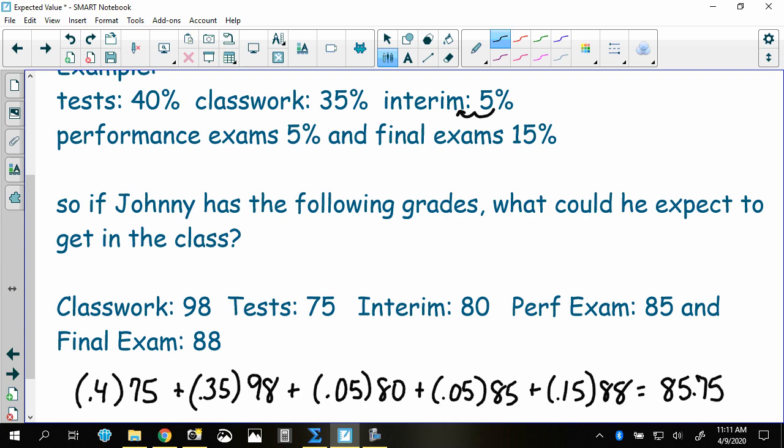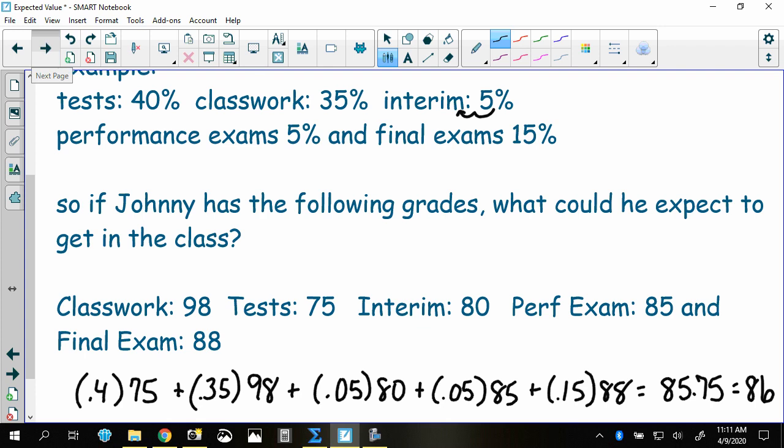So that's what he can expect to get in the class. And since we do not have decimal values for our averages, we would round this up to an 86. So that's what he could expect to get in his class with these grades.